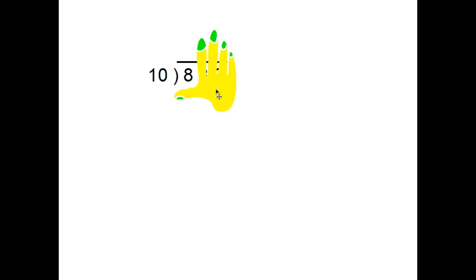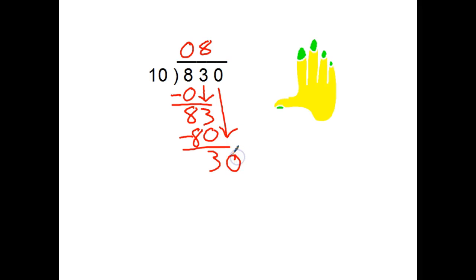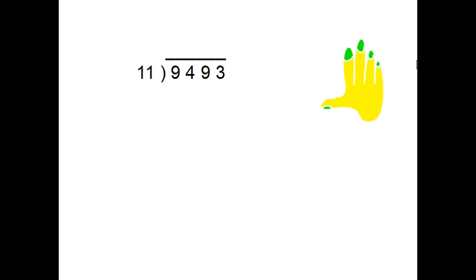Bring the hand over. How many 10s in 8 without going over? None, of course. Subtract, or actually we need to multiply here first. That way 0 times 10 is 0. Subtract, now I got an 8. Bring down my 3. How many 10s in 83? 8 of them, because 8 times 10 is 80. Subtract, I got a 3, and bring down my 0. The number of 10s in 30 would be 3. When I subtract, I got 0 remainder, so 830 divided by 10 is 83.